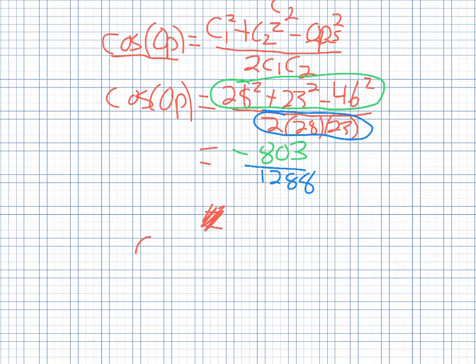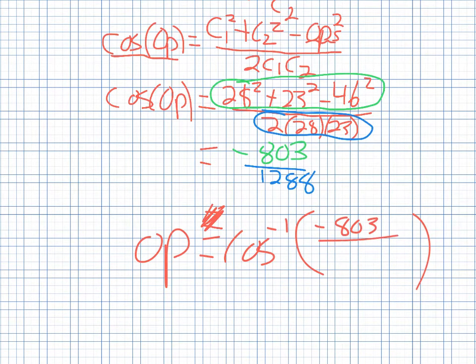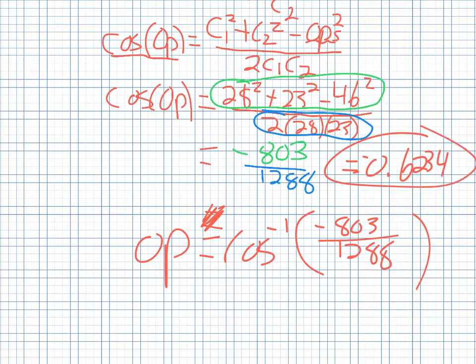So the opposite angle is going to equal the cos inverse, like on the black calculator, you hit it twice, or whatever you do with your phone, and then you put brackets and you go negative 803 divided by 1288. Now, if you have to, you can put it into decimal form, and it's -0.6234. So you could do that as well.